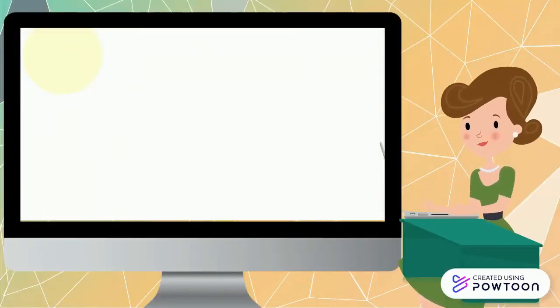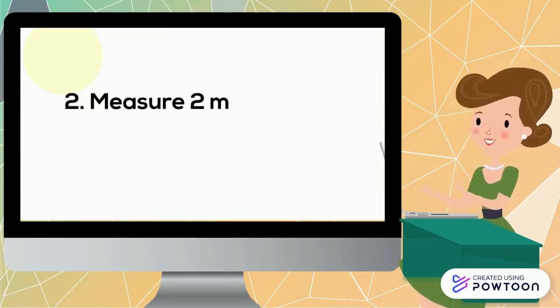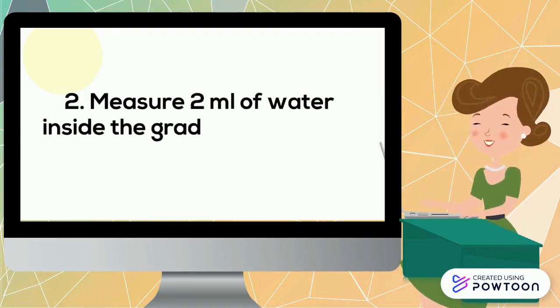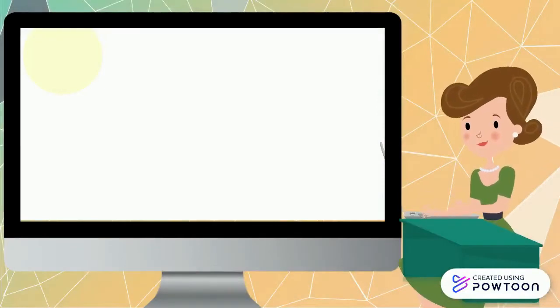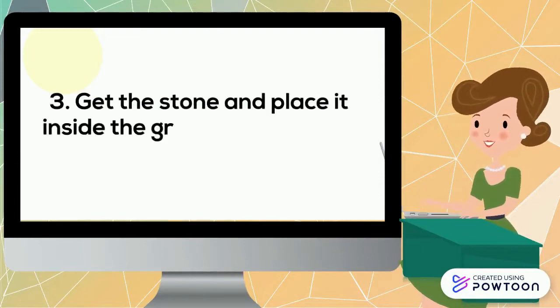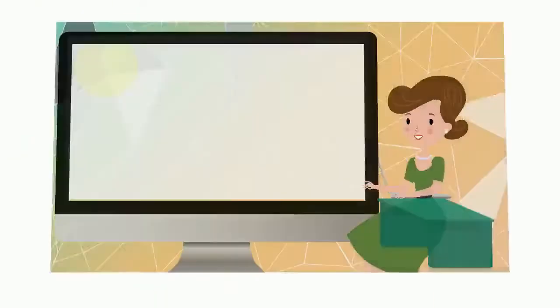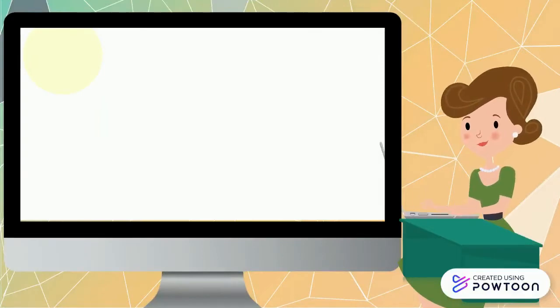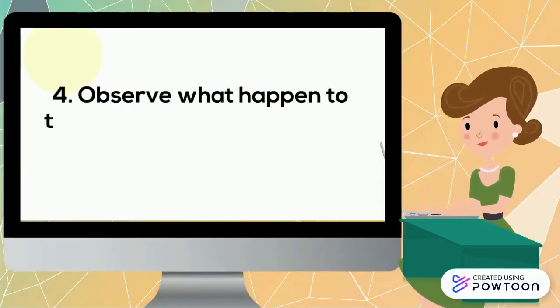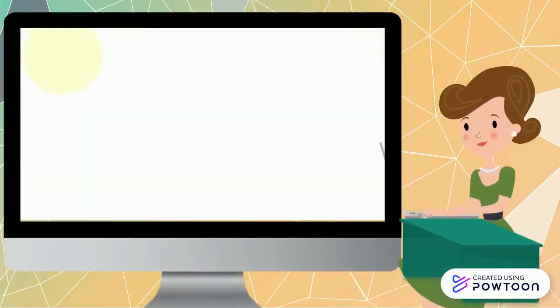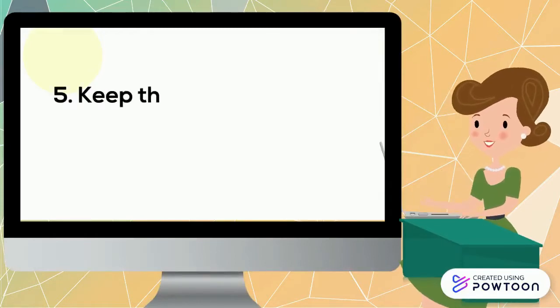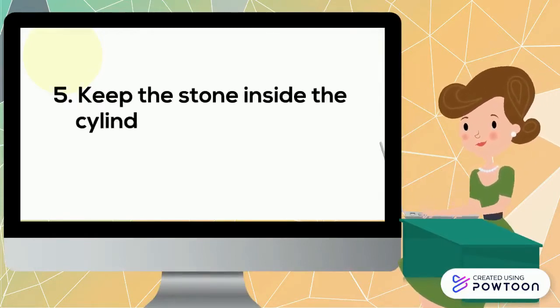Now we are done preparing the materials and position them following the figures. The next step is to measure 2 ml of water inside the graduated cylinder or glass. Next thing you're going to do is to get the stone and place it inside the graduated cylinder or glass. And number 4, you're going to observe what happened to the water inside the cylinder. And last but not the least, you're going to keep the stone inside the cylinder and record the volume.